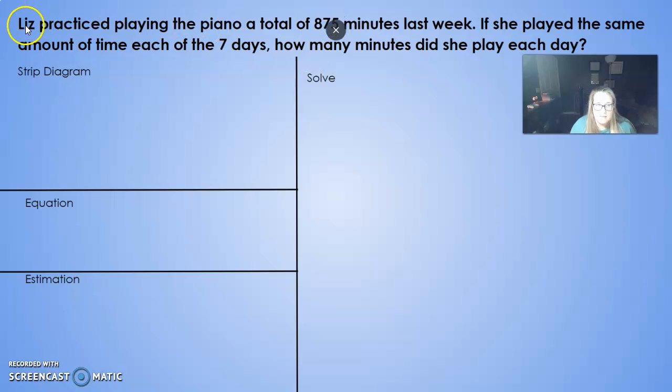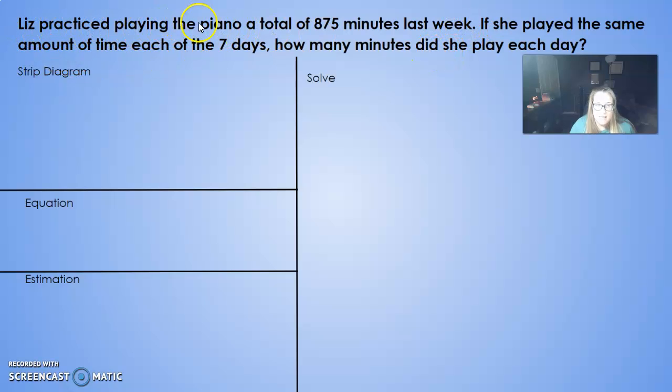Here's what it says. Liz practiced playing the piano a total of 875 minutes last week. If she played the same amount of time each of the 7 days, how many minutes did she play each day? Well, I know whenever I have a word problem, the first thing I have to do after I read it the first time is I have to read it again, and I have to highlight or underline the important information. So let's do that.